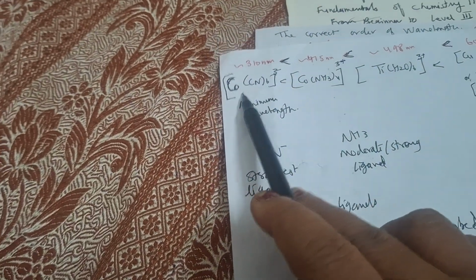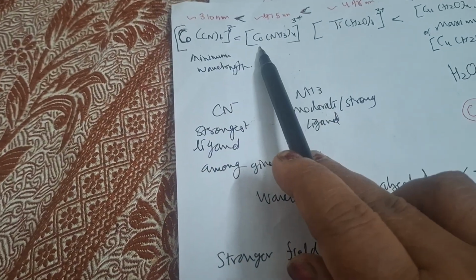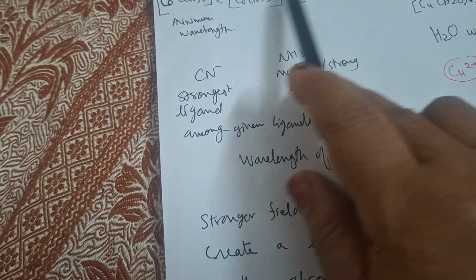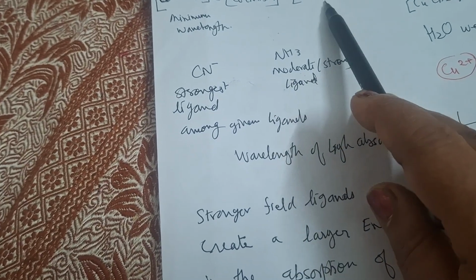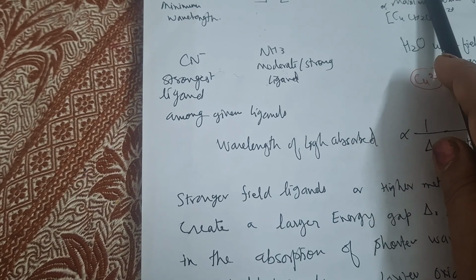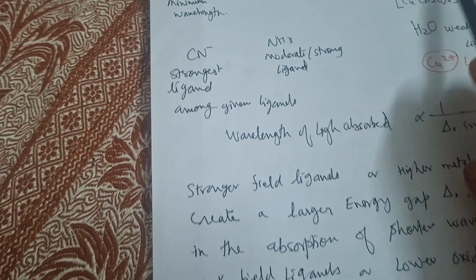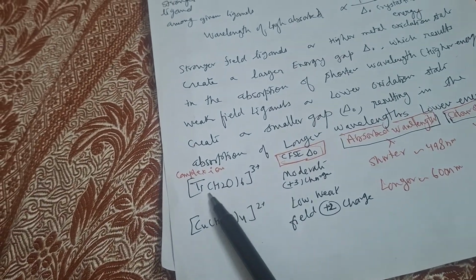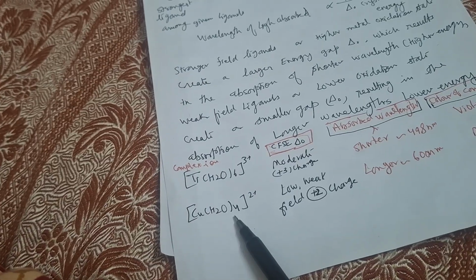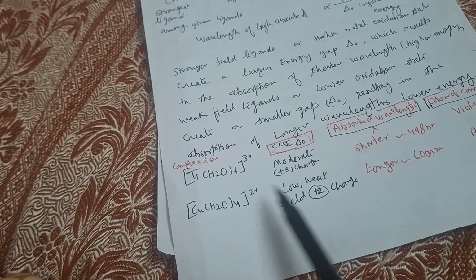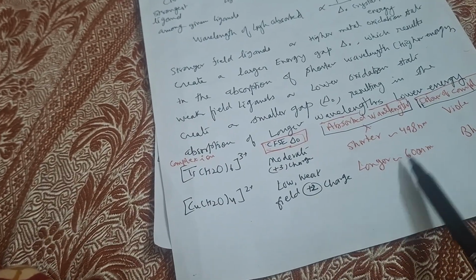See, I have written it this way: 310 nanometer for the cobalt cyanide, cobalt with ammonia complex 475 nm approximately, 498 for the titanium complex, and the copper complex has 600 nm wavelength. Maximum wavelength is absorbed by copper. Here I compared titanium and copper with water. Titanium absorbs a shorter wavelength, 498, as compared to copper, and copper is longer, 600 nm.